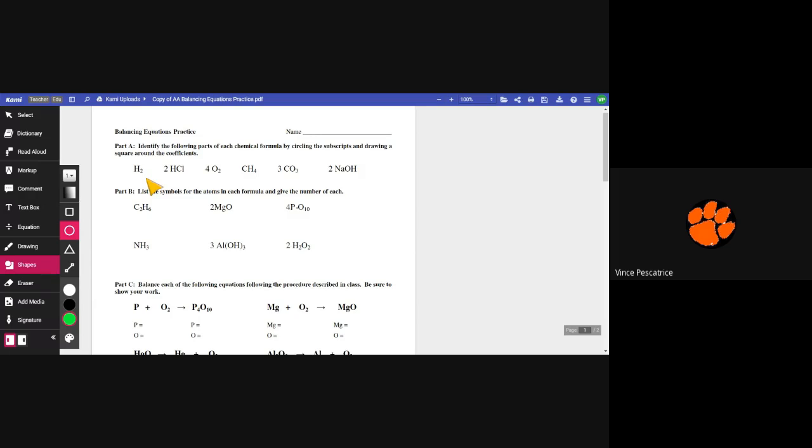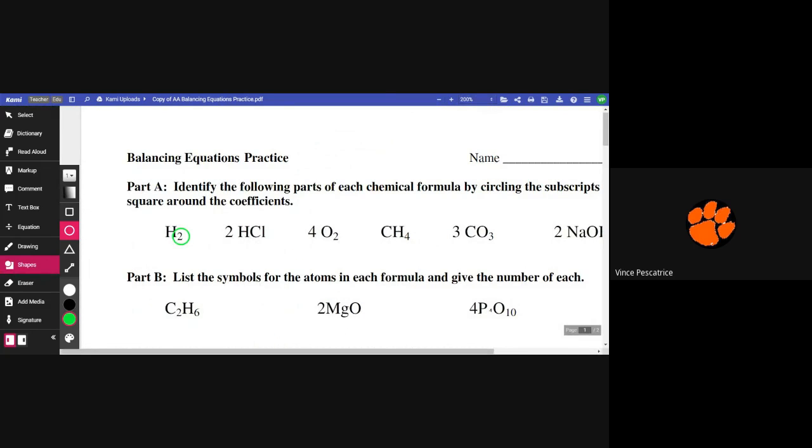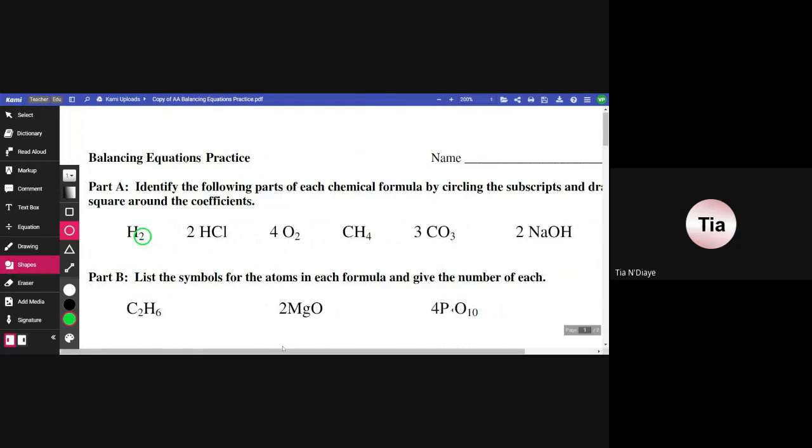So these subscripts are the little numbers that are underneath. All right. So on this first one, H2, I have a 2 that's a subscript. So I'm going to click and drag, and that creates a circle. Is everybody able to do that like it is on my screen? Okay. So go through and hunt out the rest of them.